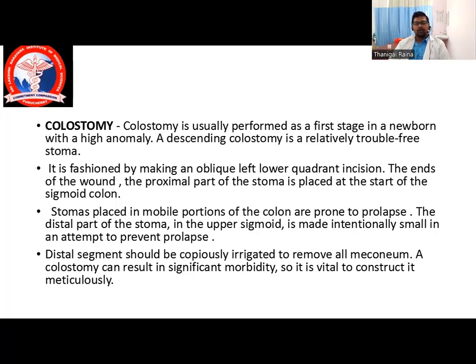Stomas placed in a mobile portion of the colon are prone to collapse. So the distal part of the stoma in the upper sigmoid is made intentionally small in an attempt to prevent prolapse. The distal segment should be copiously irrigated to remove all the meconium. A colostomy can result in significant morbidity, so it's vital to construct it meticulously.